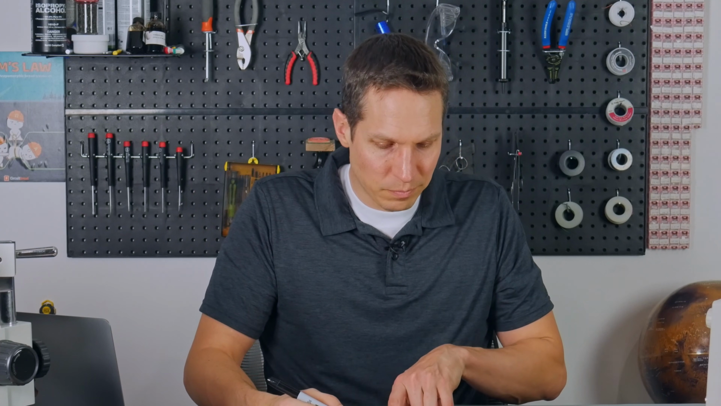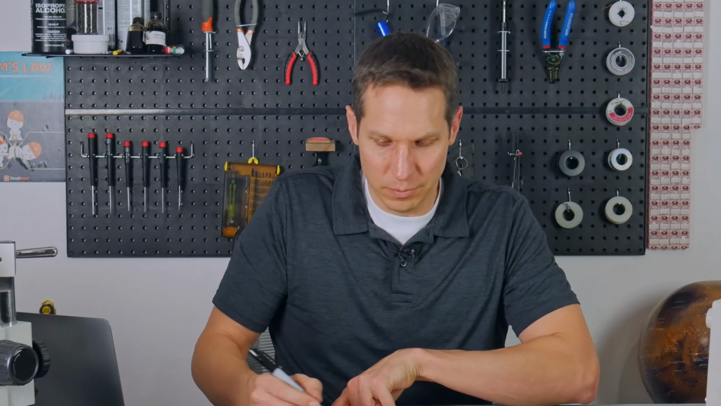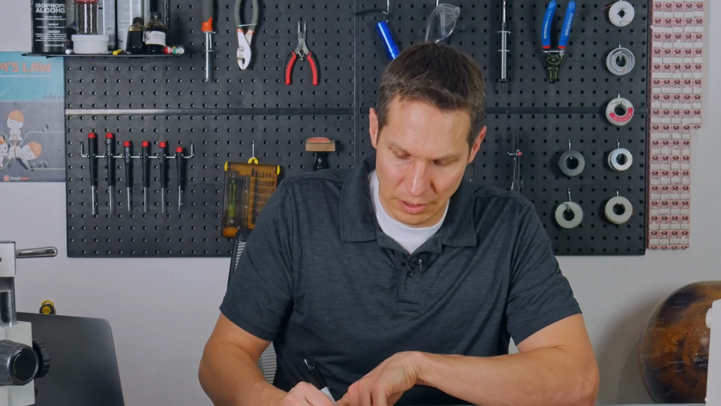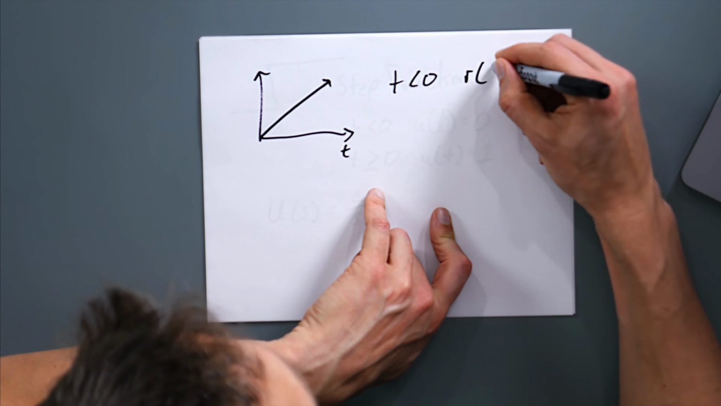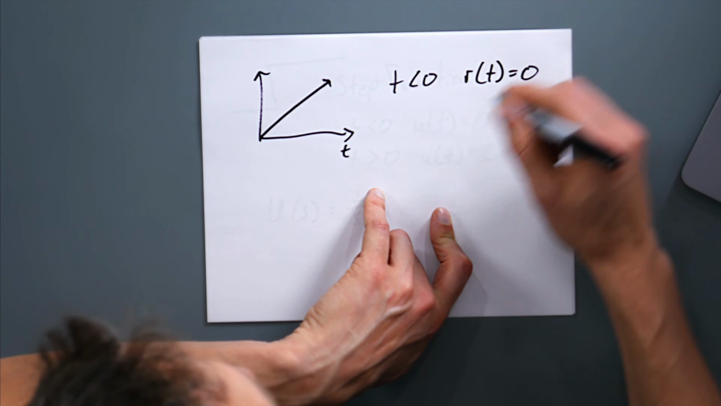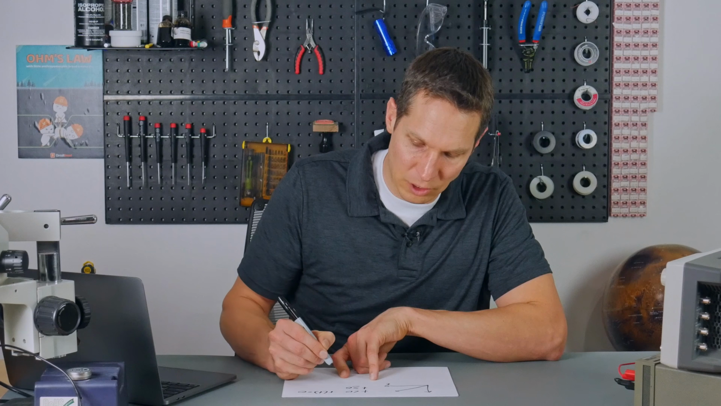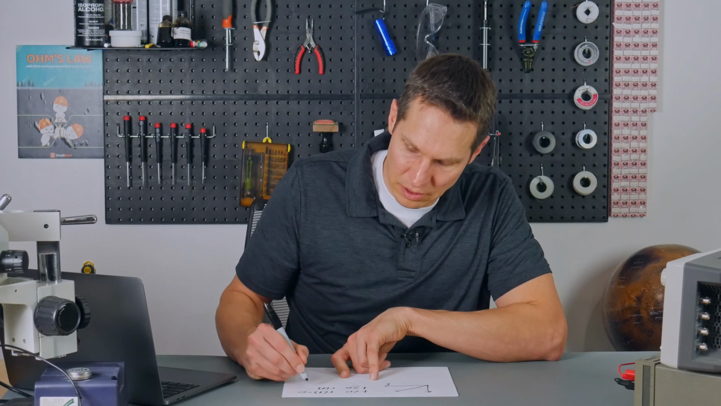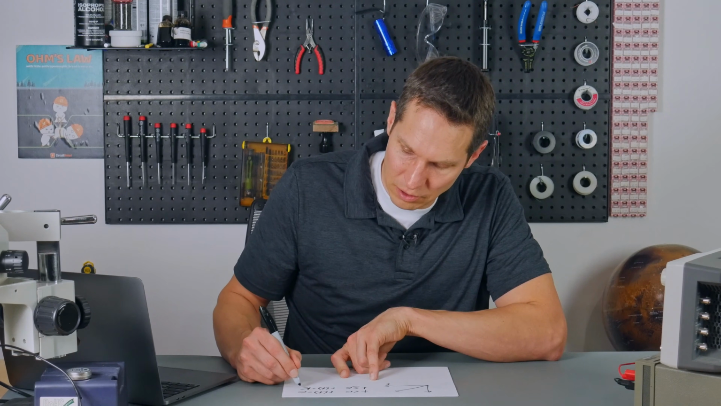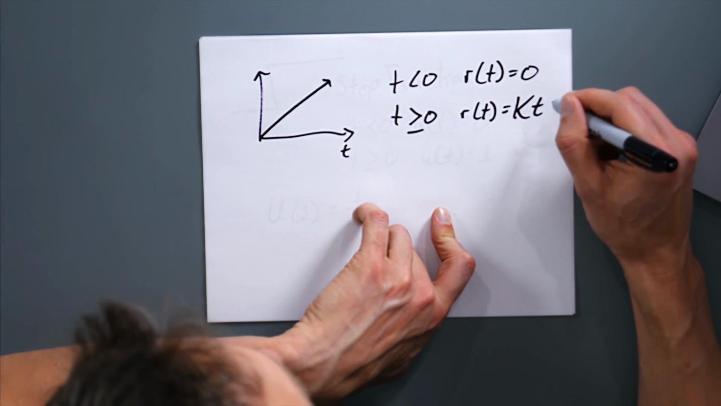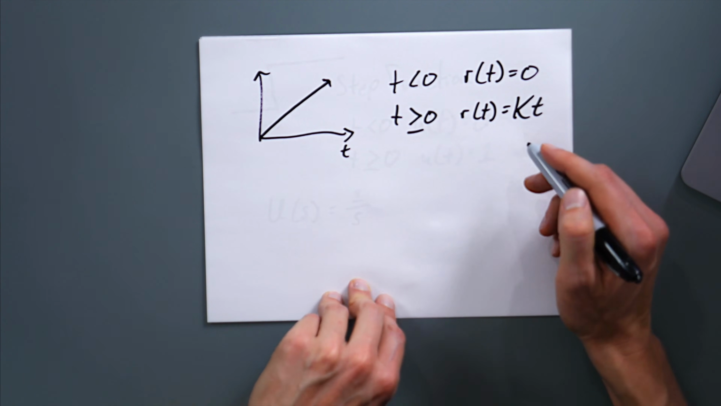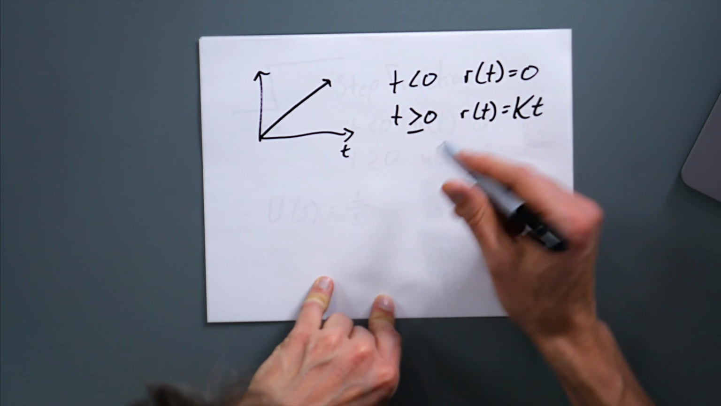With this one, you basically do the same thing as before. For time before 0, your function r(t) is 0. And then for time after 0, you have r(t) equals k, which is simply your slope, times time. And that's where you get your slope. So that's what's happening in the time domain.